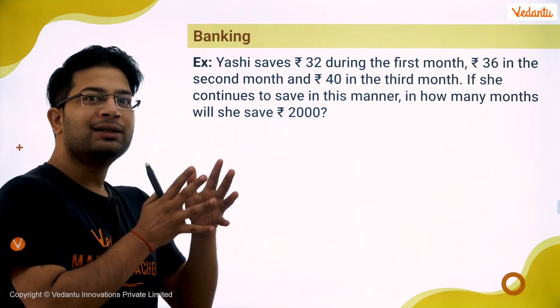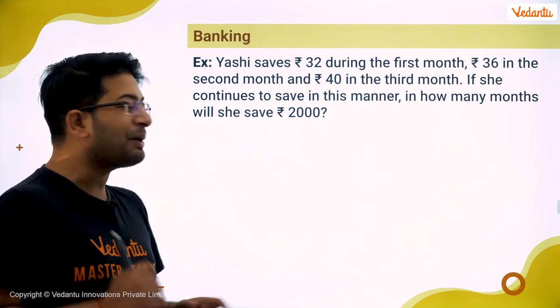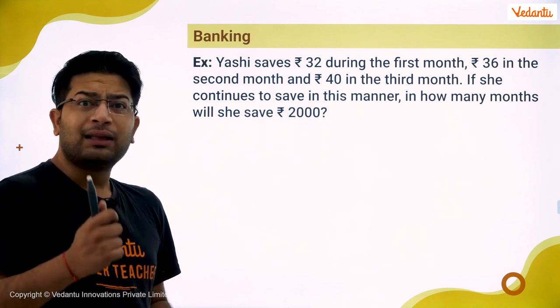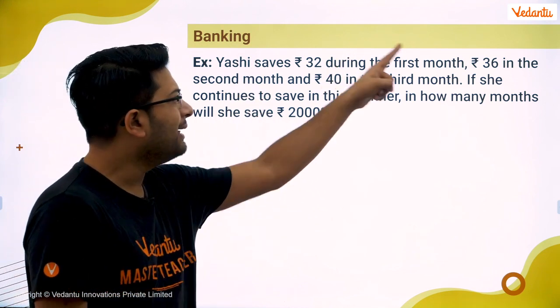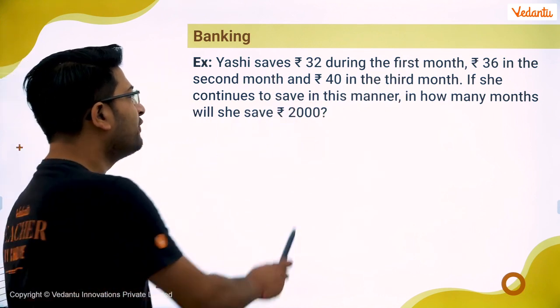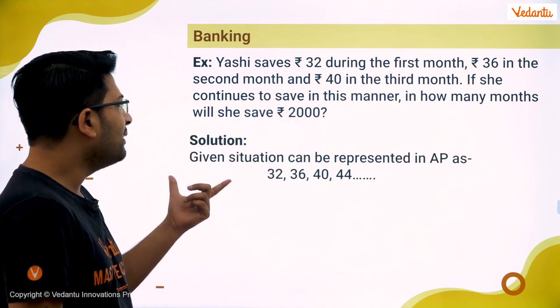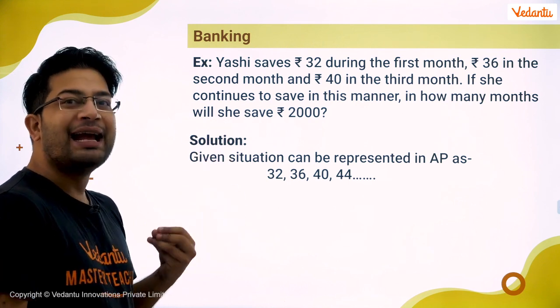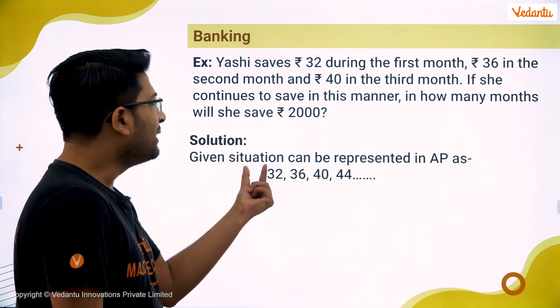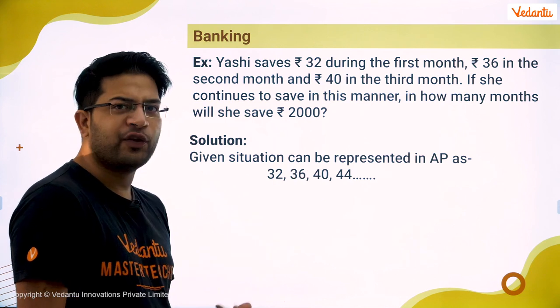The sum of the savings is equal to 2000. The saving in the first month is 32, in the second is 36, in the third is 40. So champ, we can see, right? The given savings can be represented like this: 32, 36, 40, 44.